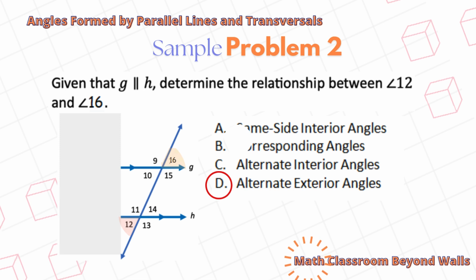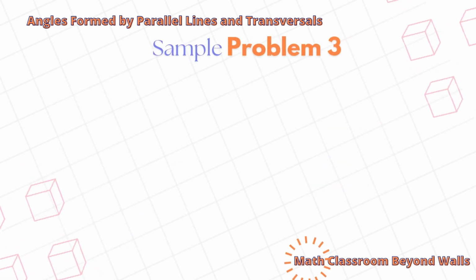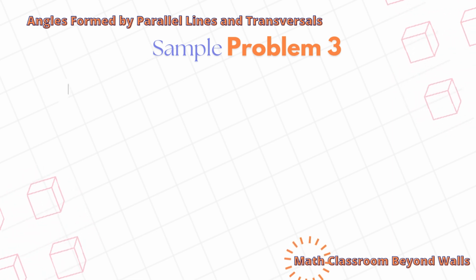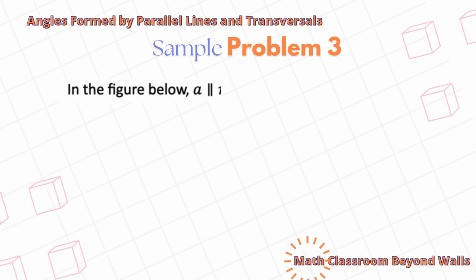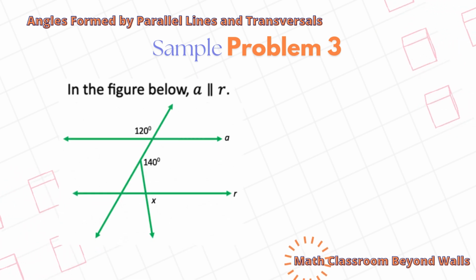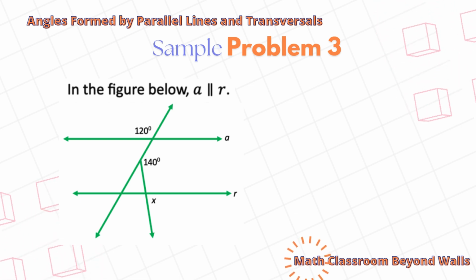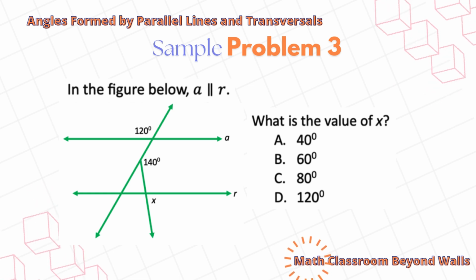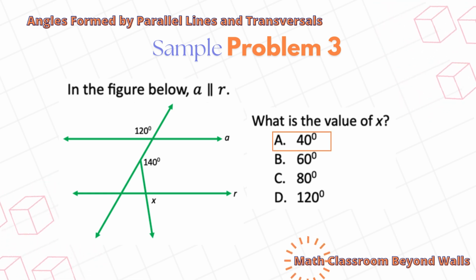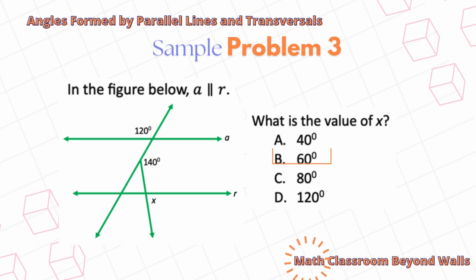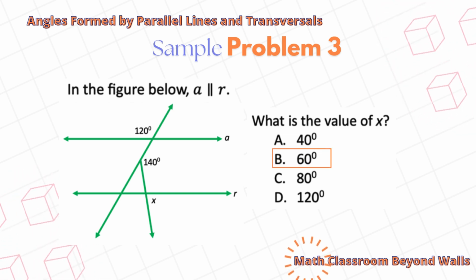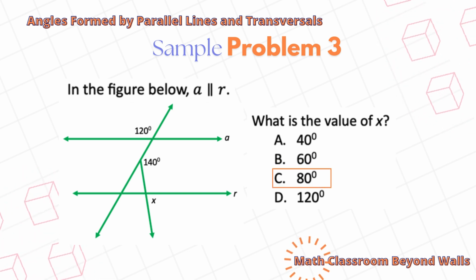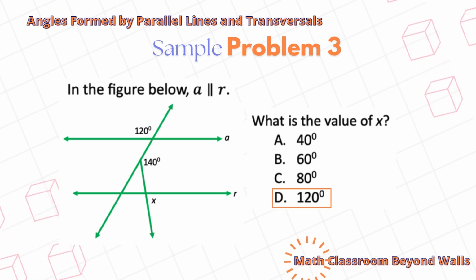Okay, so we move to sample problem 3. Here's the problem. In the figure below, line A is parallel to line R. Again, a figure is given here. What is the value of X? Option A, 40 degrees. Option B, 60 degrees. Option C, 80 degrees. Option D, 120 degrees.